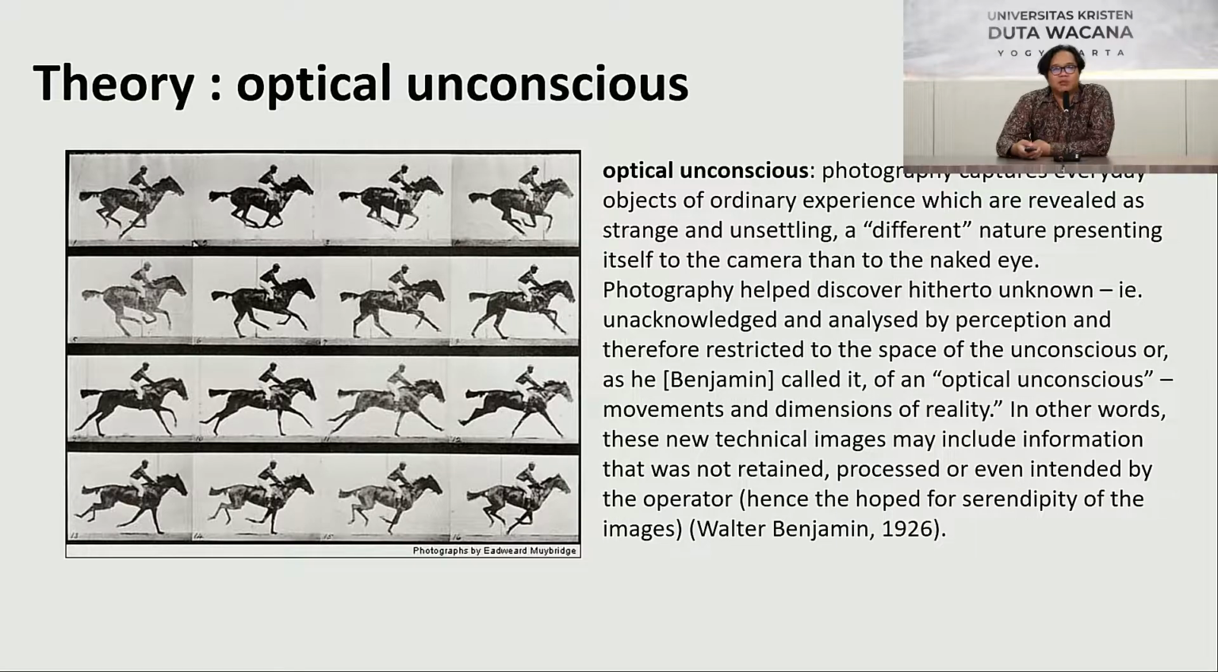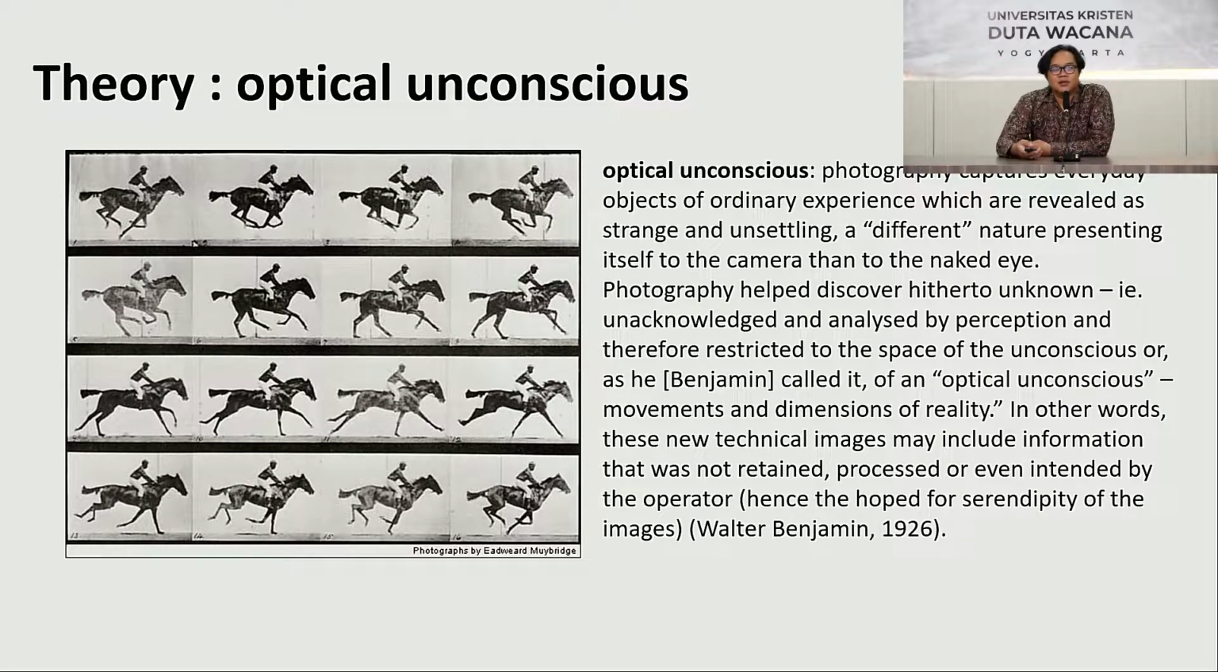Movement and dimension of reality. In other words, these new technical images may include information that was not retained, processed, or even intended by the operator, hence the hope for serendipity of the images. To put it simply, a photograph or camera can reveal something that was not intended to be revealed by the photographer.